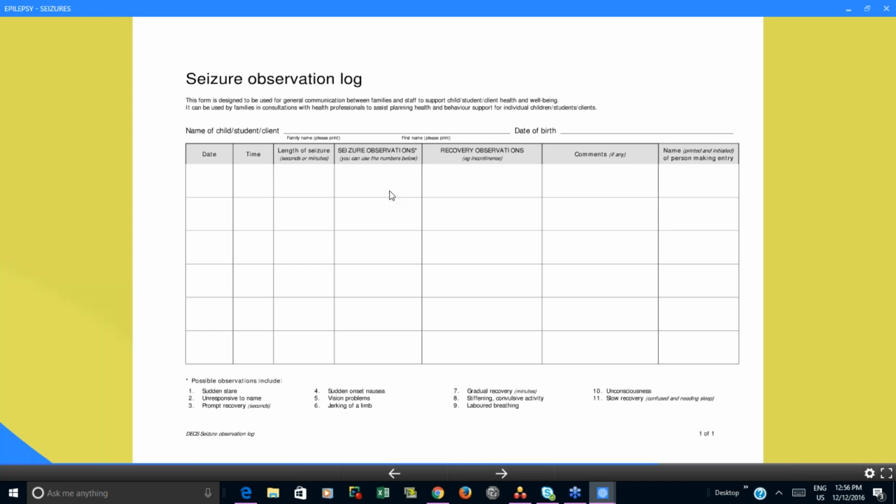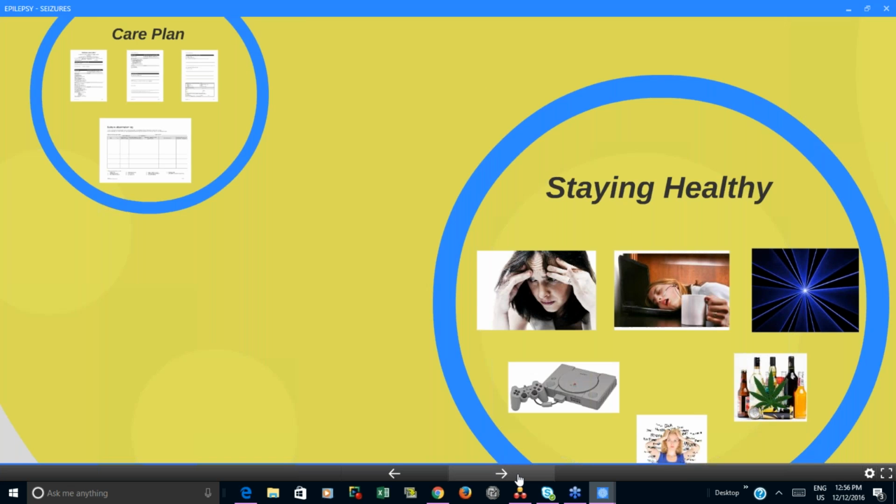So seizure observations, what type of seizure was it? Recovery observations, how long did they take to recover? Were they continent or incontinent? Any other generalized comments, and ensuring that it is signed. So it is really important if you are supporting a person that has epilepsy that if you are required to maintain a seizure observation log that you do that.